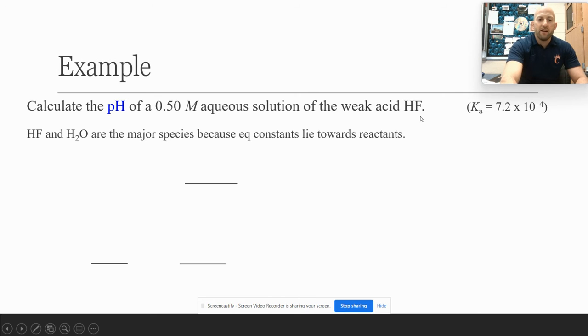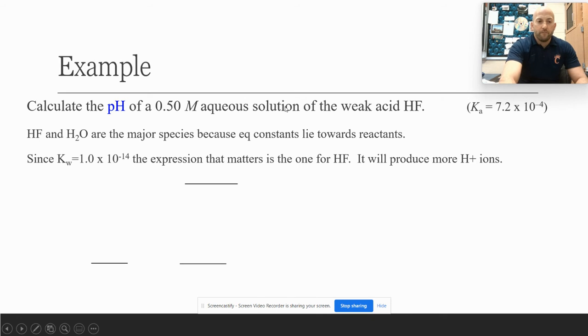Okay, so if you have to compare it to water, hydrogen fluoride or hydrofluoric acid and water are the major species because the equilibrium constant lies towards the reactants. So an aqueous solution means that it's in water. Kw is 1 times 10 to the negative 14th. The one that's more likely to give up any usable amount of hydrogen ions that we could take the pH of would be HF, okay, because its acid constant right here is much, much larger than the one of water.